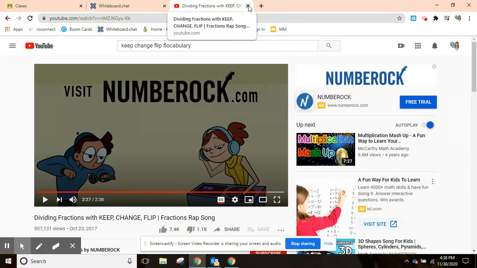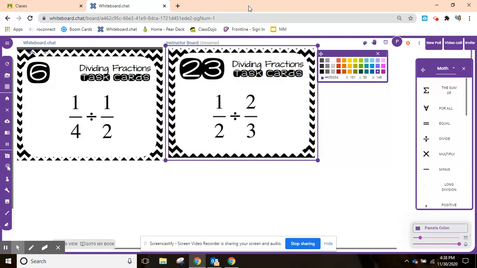Y ese es nuestro video. I love that video because it shows you also how to simplify fractions. And it talks about going keep, change, flip, the 3 words we're going to remember. And we might get lucky with these 2 questions because I don't think we had to simplify. That means the other ones we do next time, we're going to simplify.